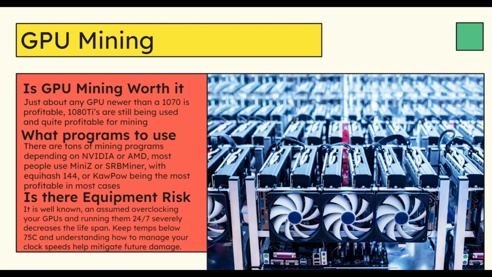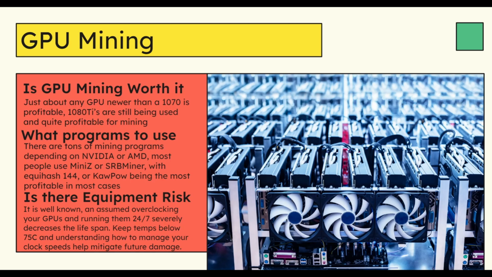Most people mine either on the kawpow algorithm or on the equalhash 144 algorithm. Both usually provide the best profits, but there are other cases where you could mine other coins, and there are different websites and resources you can use to determine what is best and most profitable for you. But from a baseline standing, kawpow and equalhash are generally the most profitable.